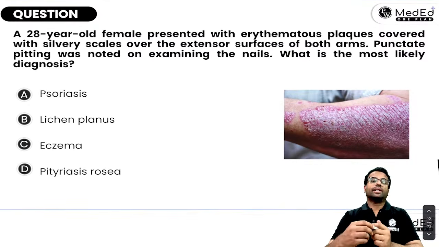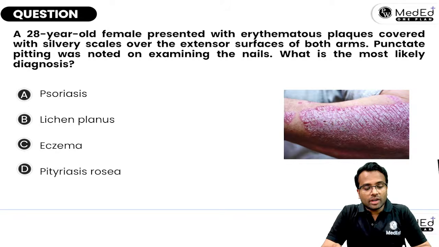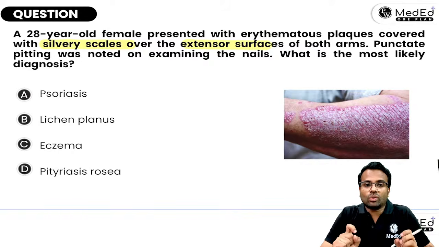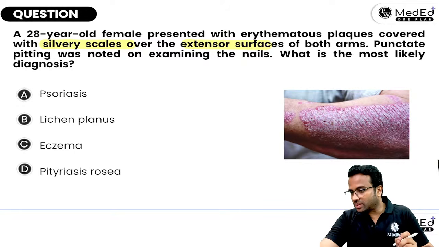A 28-year-old female presents with erythematous plaques covered with silvery white scaling. Again, direct, right? The moment you see silvery white scaling, that too over the extensor surfaces. What is the likely diagnosis? A punctate pitting was noted on examining the nails as well. What is the likely diagnosis?